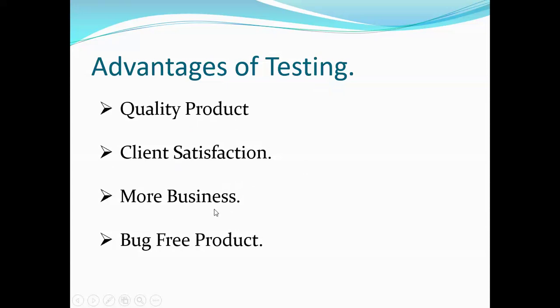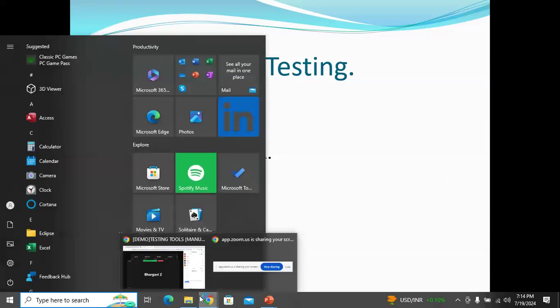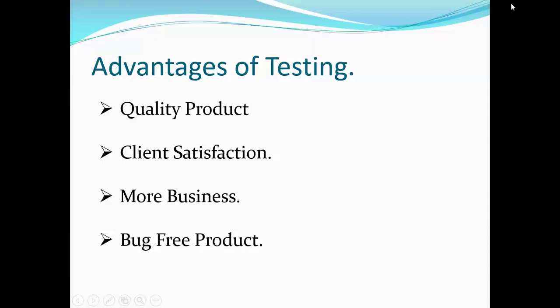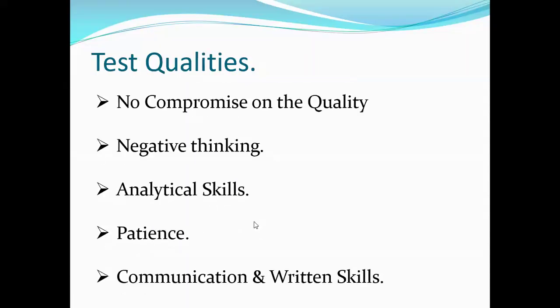If we get more business, we are happy, right? We are getting more business, which means we will get lots of salary and all the things. Okay, lots of benefits will come from the organization. And finally, what we can say is that it's a bug-free product, but we cannot say it's a 100% bug-free product. We always say that it's a bug-free product, but don't say it's a 100% bug-free product. Okay, no one can do 100% testing.